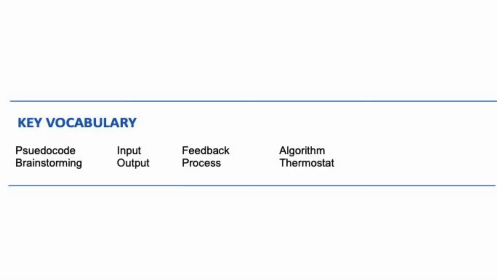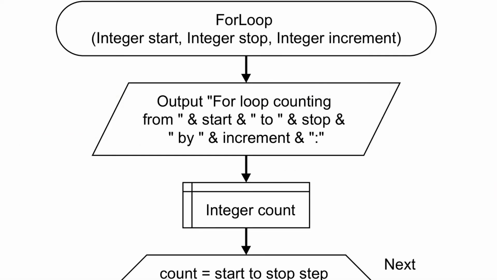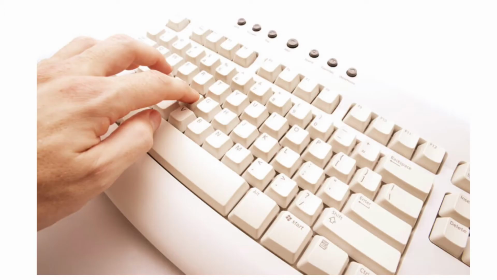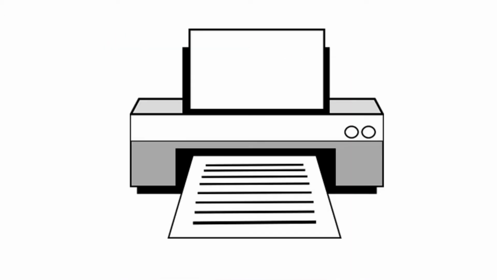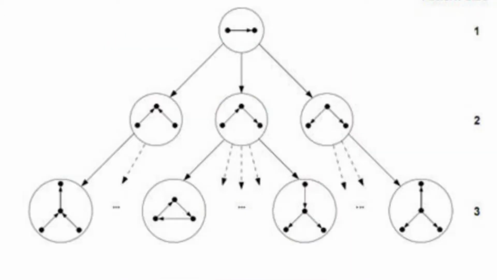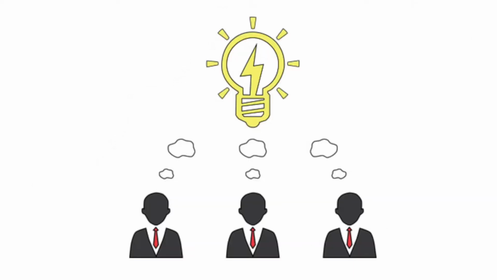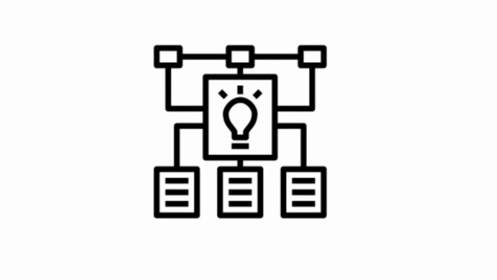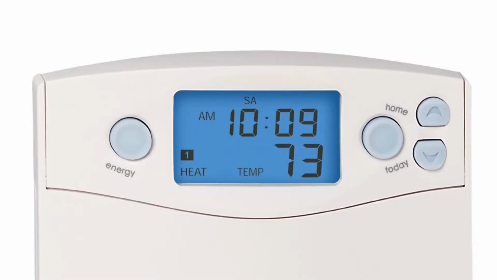Here are some words you will use throughout the lesson. Pseudocode is coding with everyday words. The input is what you tell the computer, and the output is how the computer reacts, based on its algorithm. Brainstorming is coming up with a lot of ideas. A process is a set list of instructions. A thermostat is a device that tells the temperature inside a building.